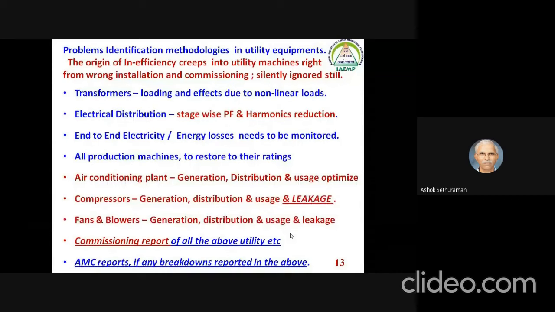The energy losses in the electricity. What is the voltage drop from end to end? In some industries, it is almost 40 volts because nowhere has capacitor compensation been done in the tail end loads. Some industries say, sir, we drop only 5 to 6 volts or 7 volts only. Some industries are also like that.